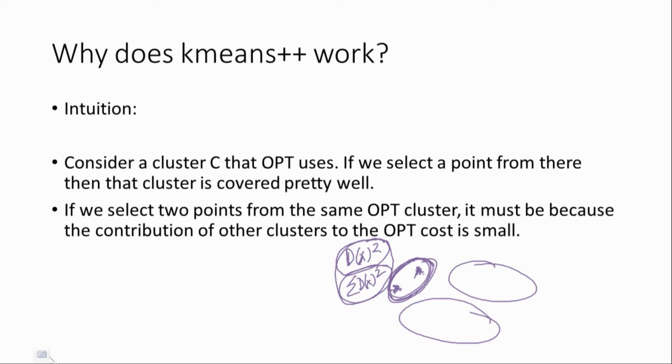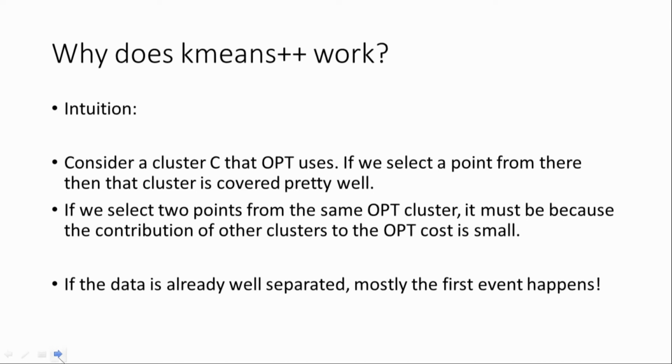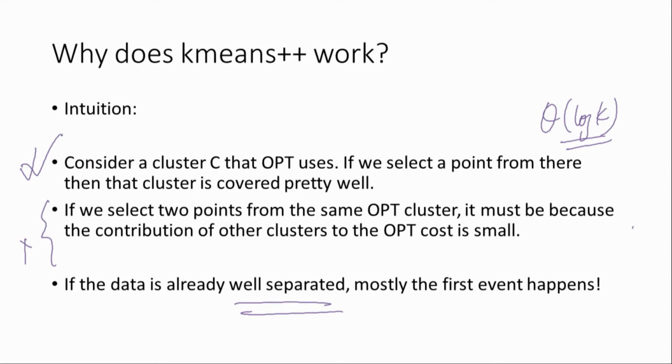Combining these intuitions, you get something like a log k approximation for the very worst case input. However, if the data is already well separated, then the second case doesn't even arise. What we always get is the first case. If there are k clusters that are very far away from each other, so the data is nicely clusterable, then the k-means plus plus algorithm always happens to choose one point from each of the optimum clusters, and therefore it approximates the optimum clustering fairly well.